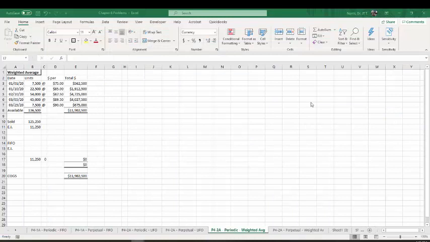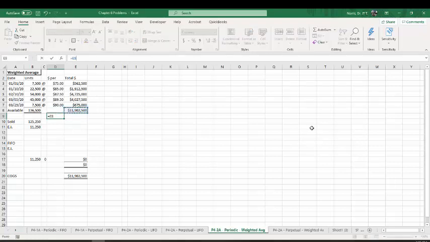Okay, so under weighted average, what we're going to do here is we're going to take the total cost of goods available for sale, which for the 3-month period, for the beginning inventory and the 4 purchases that were made throughout that 3-month period, totaled 11,902,500, and we're going to divide that by the total units available for sale, which is 136,500.